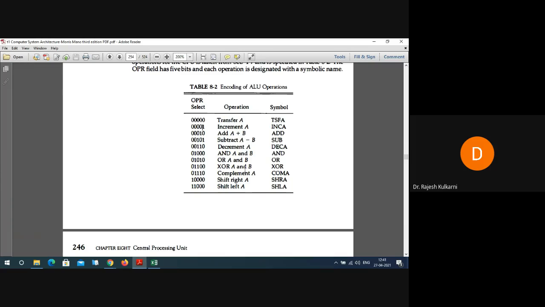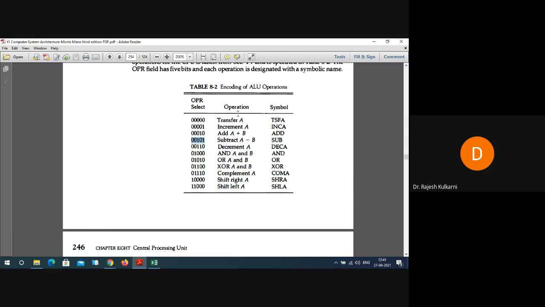Suppose we want the addition operation, means plus. So this will be the status of the bits 0, 0, 0, 1, 0. We want subtract. This will be the status of the bits 0, 0, 1, 0, 1. Am I right? Is it making sense? How many bits? 5 bits. The status of the bits will indicate the operations.